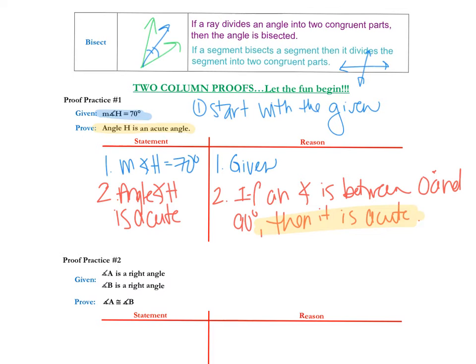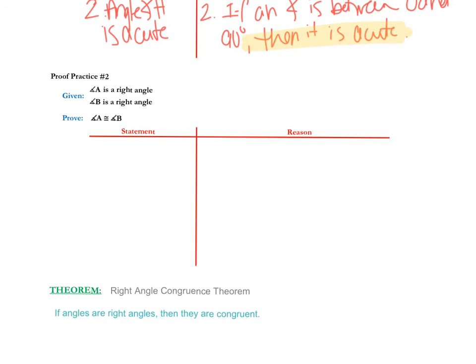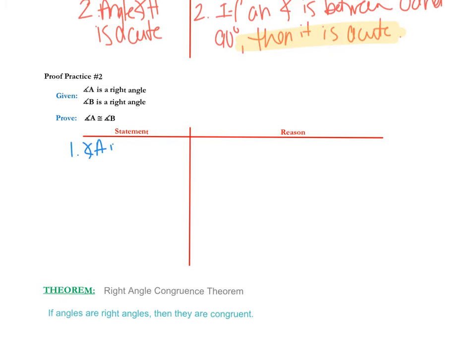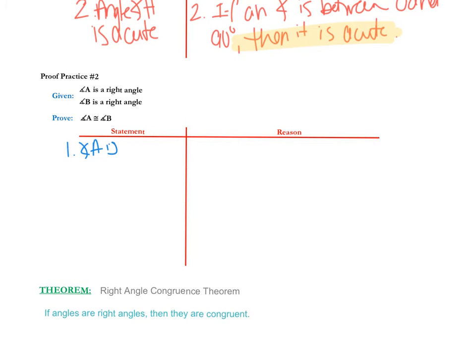So in the second example, we are given two angles, or two givens. So we're going to write both. Angle A is a right angle. And angle B is a right angle. And you don't have to write given multiple times. You can just write given. You can group it all together. Okay, so what we're trying to prove is that angle A is congruent to angle B.